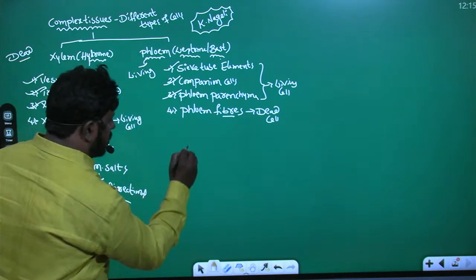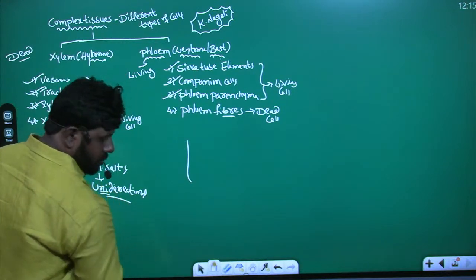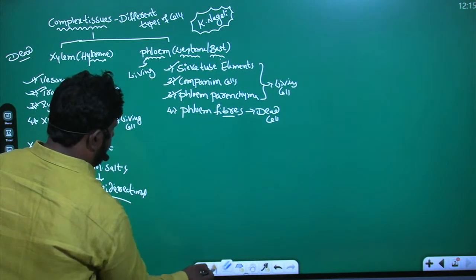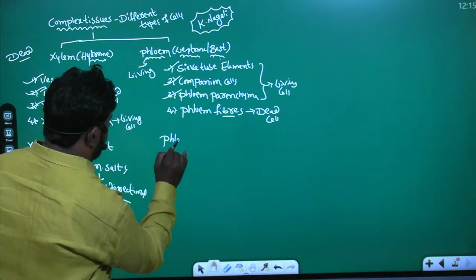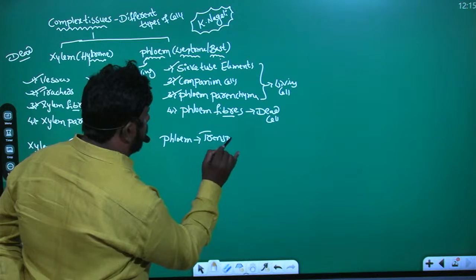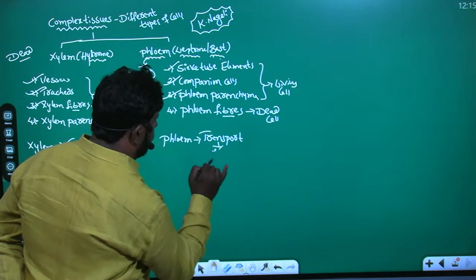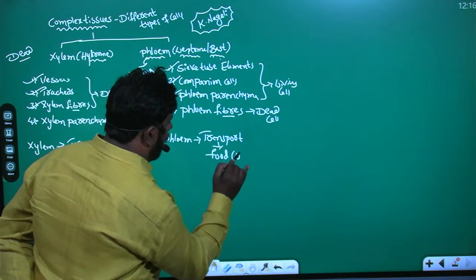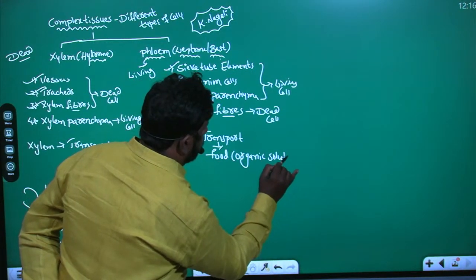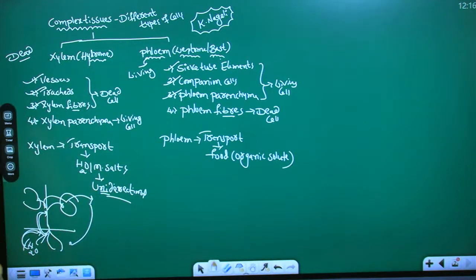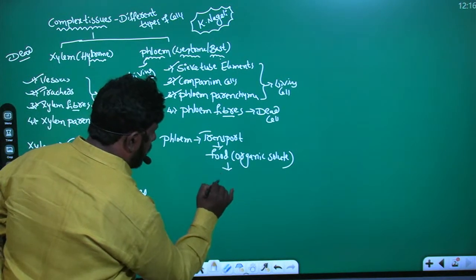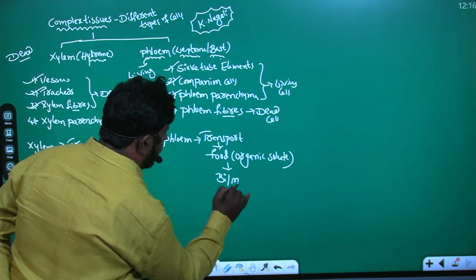What is the function of phloem, sir? Phloem plays an important role to transport food, that is, organic solute. So what is the function of phloem? Phloem transports the food or organic solute in a bidirectional manner.